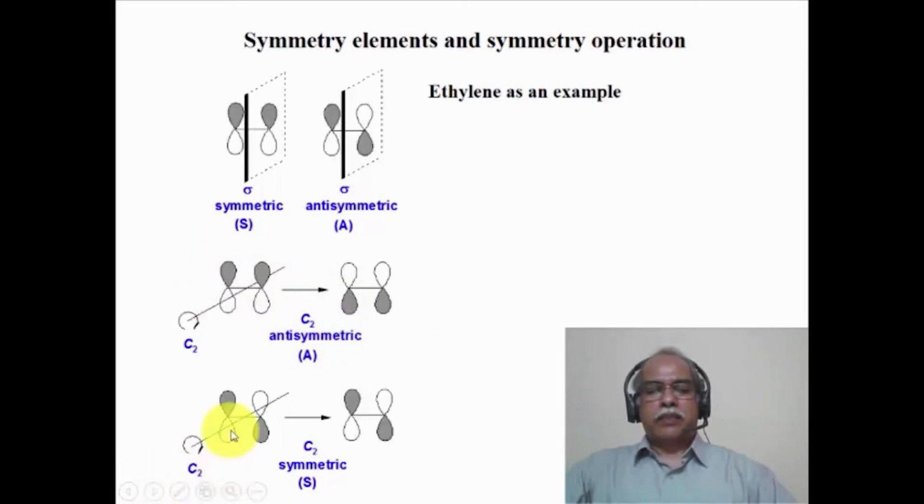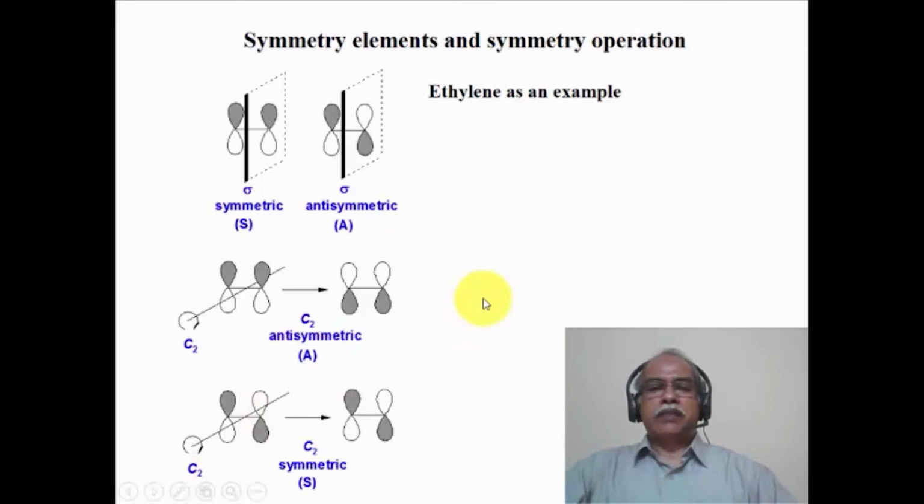On the other hand, if you consider the pi star molecular orbital of ethylene, with respect to the C2 axis of rotation, this is essentially regenerated here. In other words, this lobe here becomes this lobe here by a C2 rotation. So the C2 operation regenerates the original picture. So with respect to the C2 axis of rotation, the pi star molecular orbital of ethylene is symmetric.